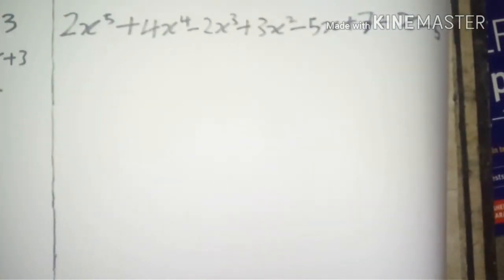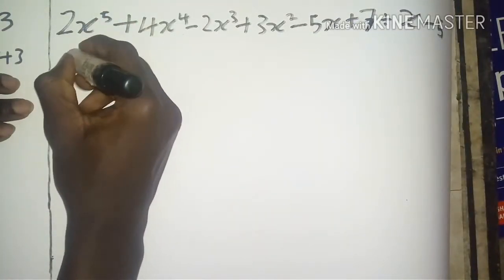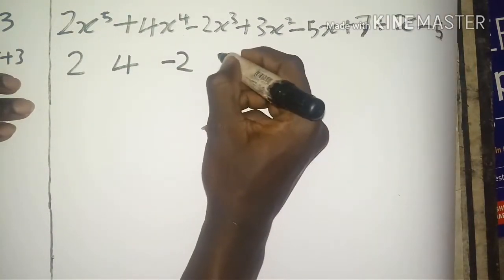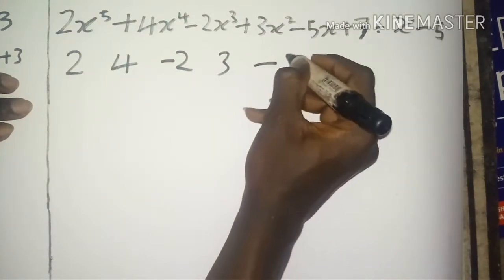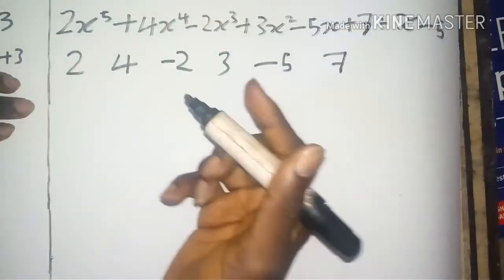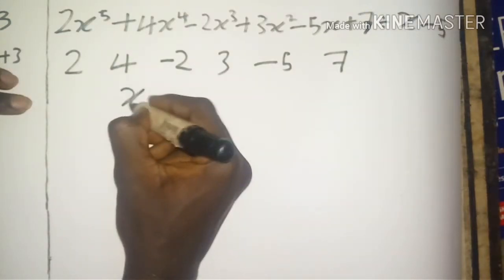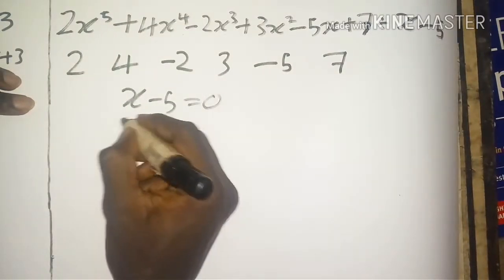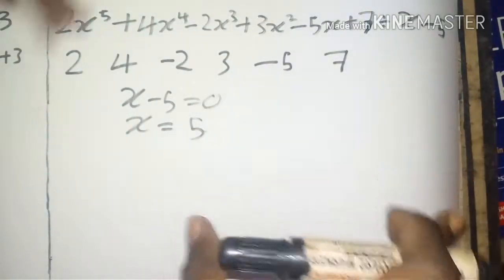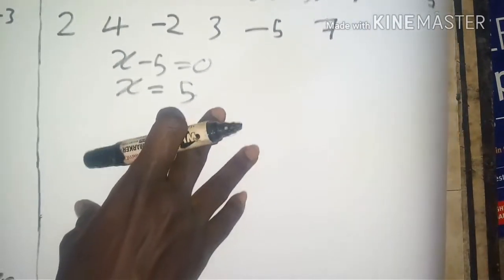The first thing we'll do is to write down the coefficients here, which is the 2, 4, negative 2, 3, negative 5, and 7. And next thing we'll do is we'll just equate the divisor, x minus 5, to 0, then x equals 5. I guess you guys would actually understand, so I'm going to move a little faster than with the last one, though it won't be that much faster.